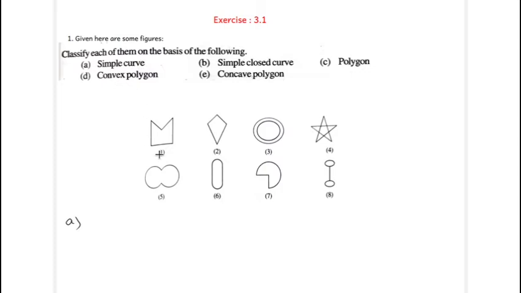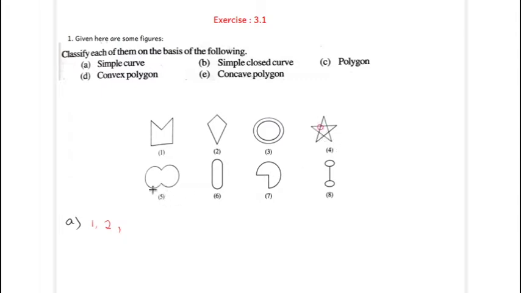Now see number 1. It is a simple curve. Now number 2, it is also a simple curve. Now come to number 3. Number 3 has a circle inside and outside also it is a circle. So here there are 2 circles, so it is not a simple curve. Next one is 4. 4 is a star and we can see there are intersections of lines, so it is not a simple curve.